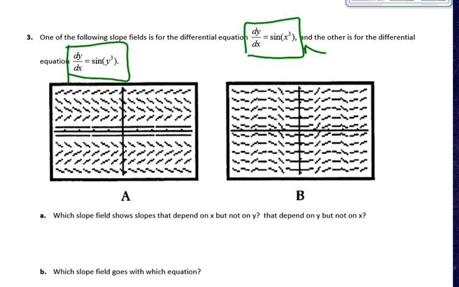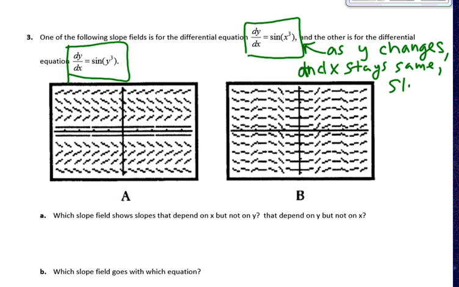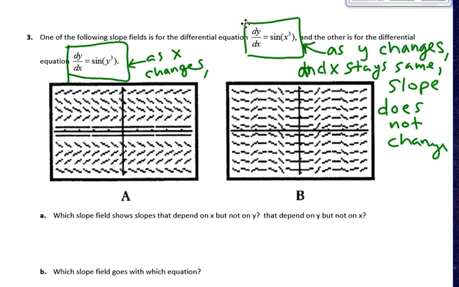So let me write that down. So the first one, x cubed. There's no y involved. So as y changes, and x stays the same, slope does not change. Okay, and same for the y. As x changes, but not the y. Just ditto there.